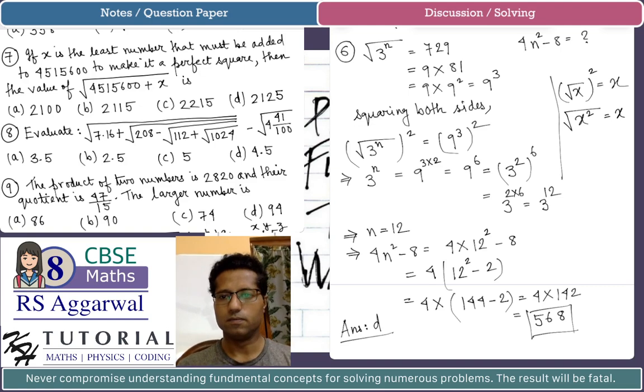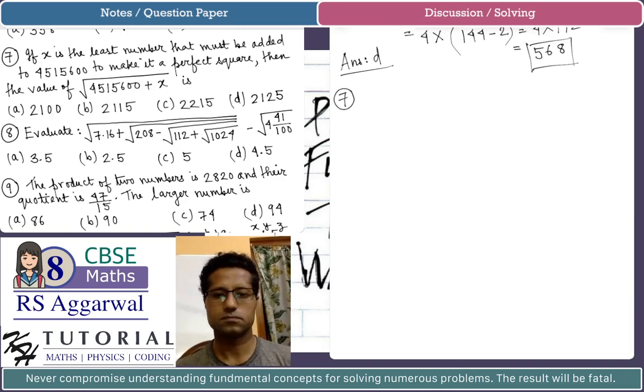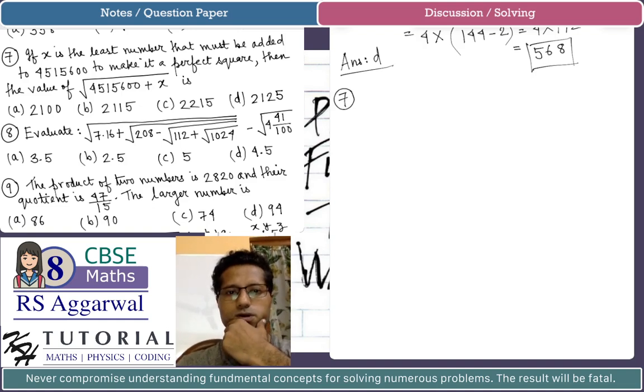Okay, let's do problem number 7. It is saying that if x is the least number that must be added to the given number 4515600 to make it a perfect square, then find the value of the square root of the same number plus x.